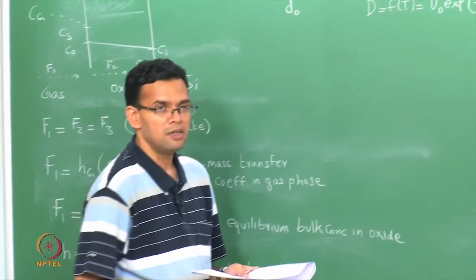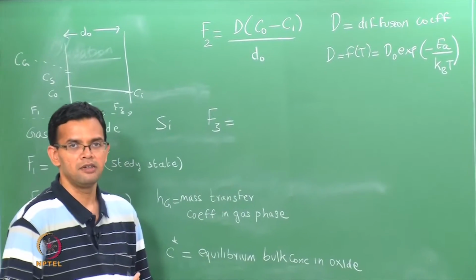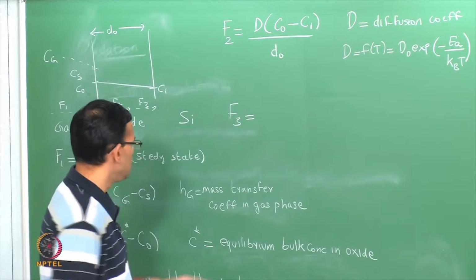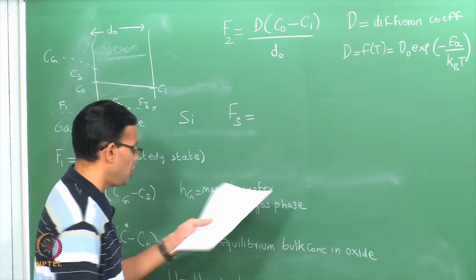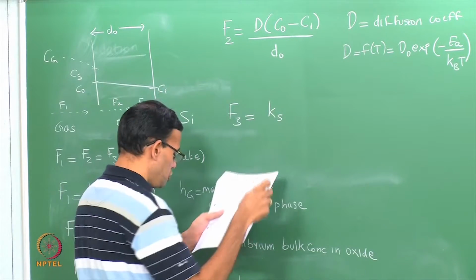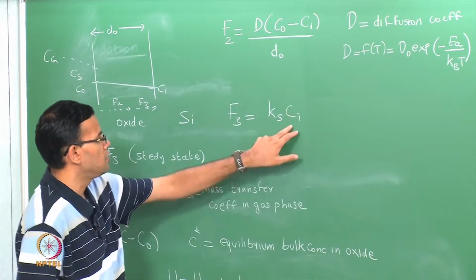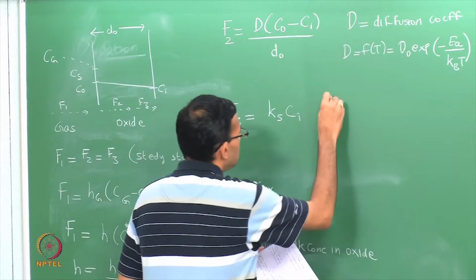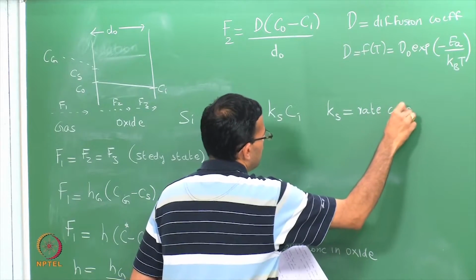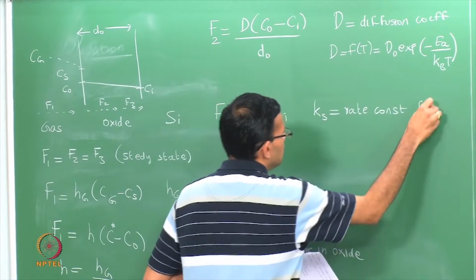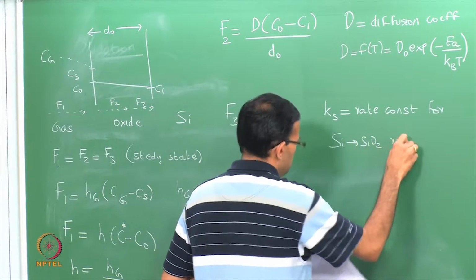The last flux term is F3. F3 is related to the rate of oxide formation. So, it is the rate at which silicon reacts with your diffusing species to form the oxide, and F3 is usually written as some rate constant Ks times the concentration at the interface. So, Ks is the rate constant for the silicon dioxide reaction.